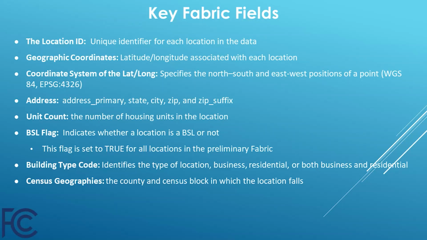These are the latitude and longitude associated with each location. These coordinates are within the boundary or footprint of the building that serves as the basis for a location. The address for each location is made up of 5 fields: the primary or street address, the city, state, zip code, and 4-digit zip suffix. Note that some locations in the fabric do not have an address associated with them, so some or all of these fields may be null.